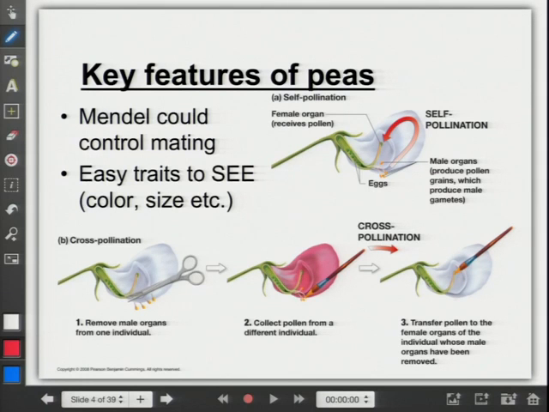So he can see who's the mom and who's the dad, what their phenotypes are, so he can follow stuff, right? And then you can also do a self-fertilization if you just want to see what happens, you know, if that one plant on itself.